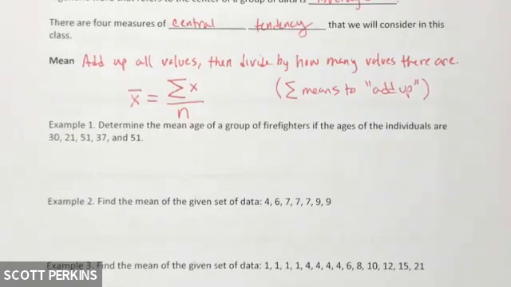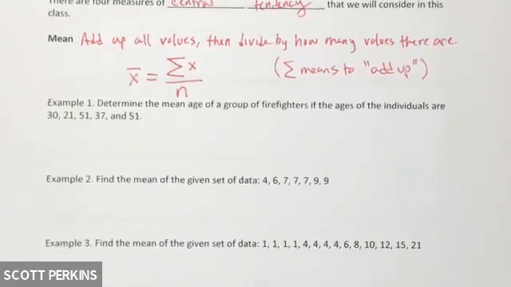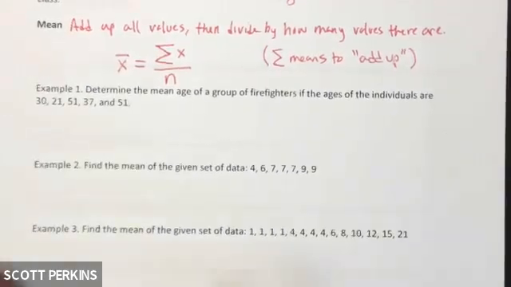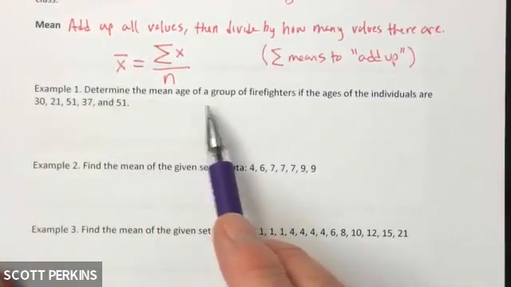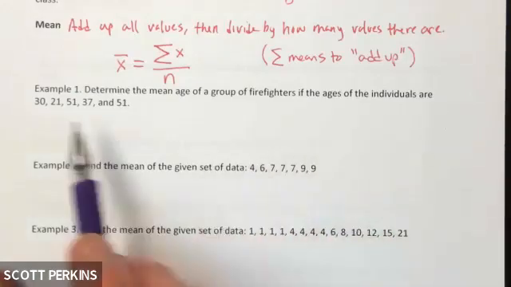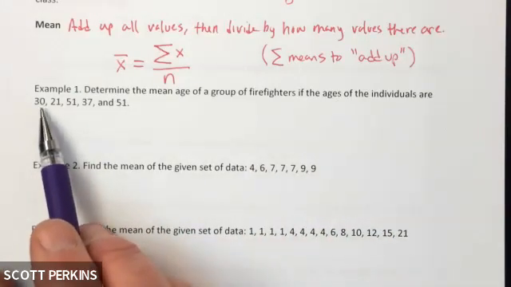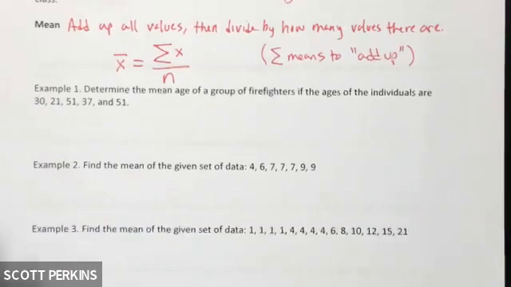My first example, I'm going to go ahead and do this. I probably don't even need to do this example, but I feel like being a good professor means being thorough. So what we're going to do is determine the mean age of a group of firefighters if the ages of the individuals are given by these values: 30, 21, 51, 37, 51.